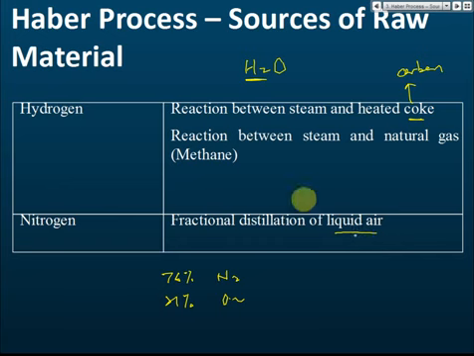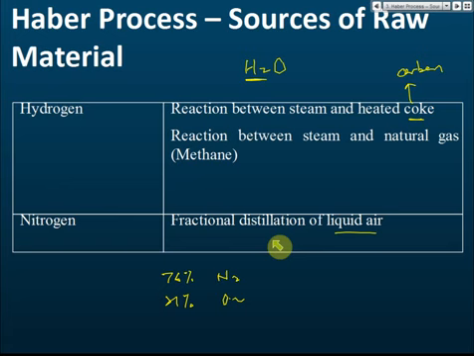Inside this liquid, we have liquid nitrogen, liquid oxygen, liquid carbon dioxide, and we separate all these nitrogen, oxygen, carbon dioxide gases through a process called fractional distillation. Then we get nitrogen. How we do this is not important here, so I'm not going to discuss how to do the fractional distillation.